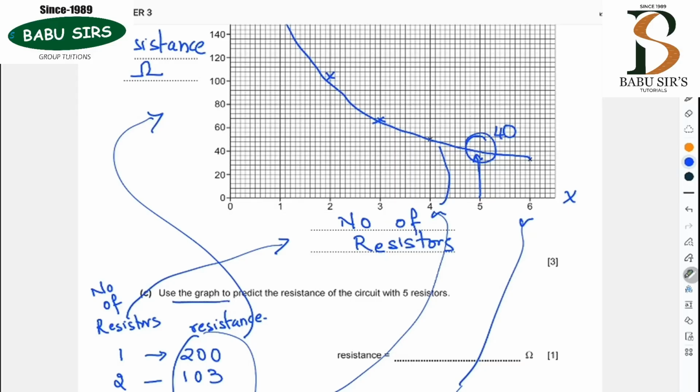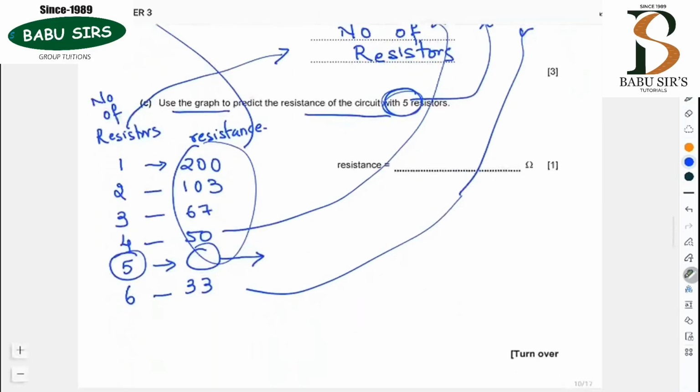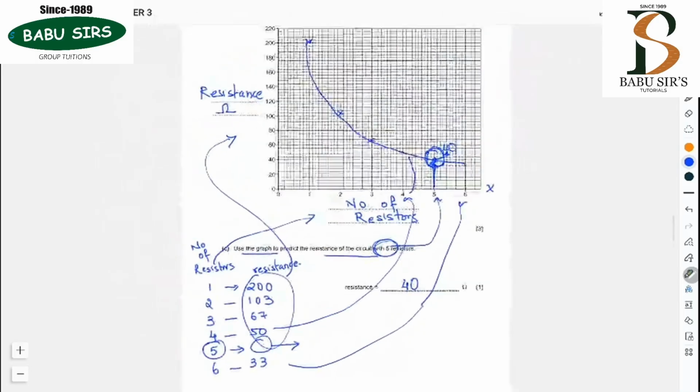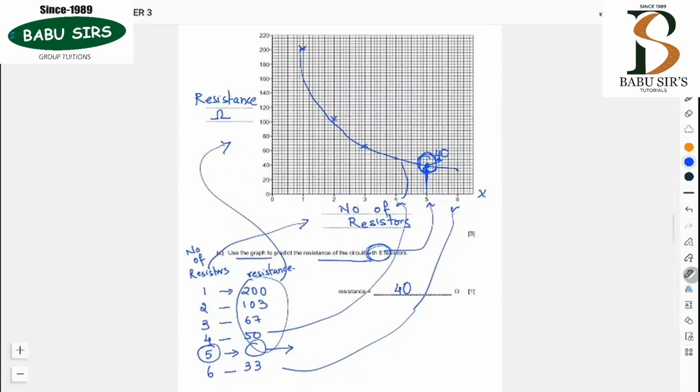So here use your graph and predict phi resistors. So phi resistor, you can see it here, and you can predict by this line that it might be somewhere around 40. So we'll write here the resistance is 40. So here you have to use the table, draw the graph, and assume a prediction about phi.